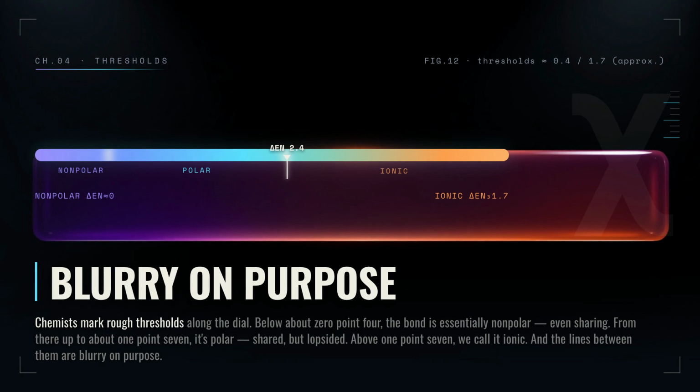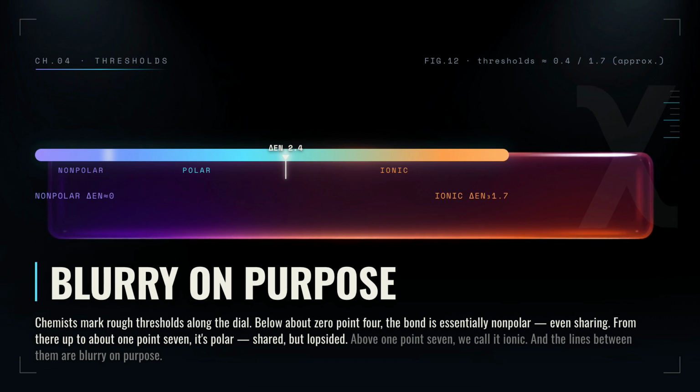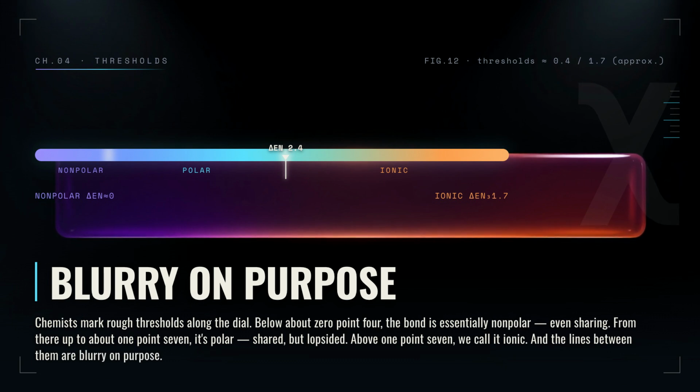Chemists mark rough thresholds along the dial. Below about 0.4, the bond is essentially non-polar, even sharing. From there up to about 1.7, it's polar, shared, but lopsided. Above 1.7, we call it ionic, and the lines between them are blurry on purpose.